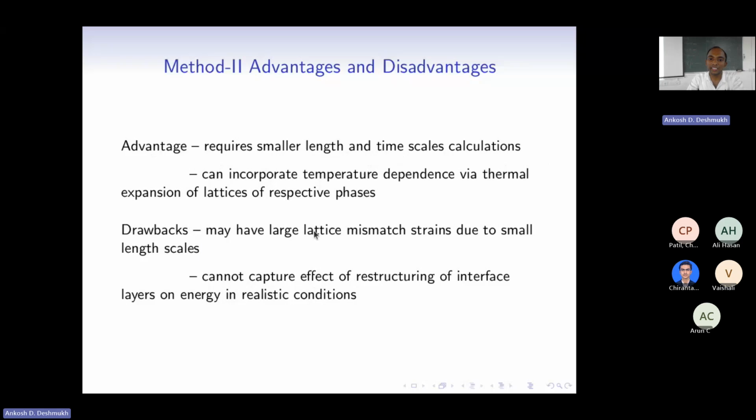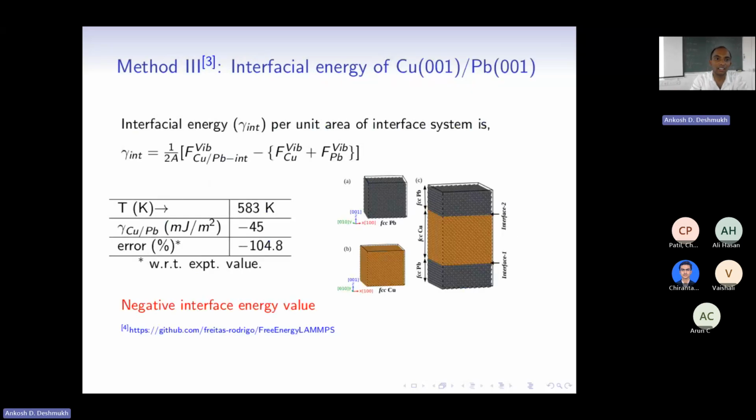But the drawback is that we have a large lattice mismatch, depending on how many repetitions you have used to minimize the lattice mismatch between two surfaces to construct the interface. So in this case, it may not be possible to reconstruct the interface layer and locate it properly, which is what happens in realistic conditions.